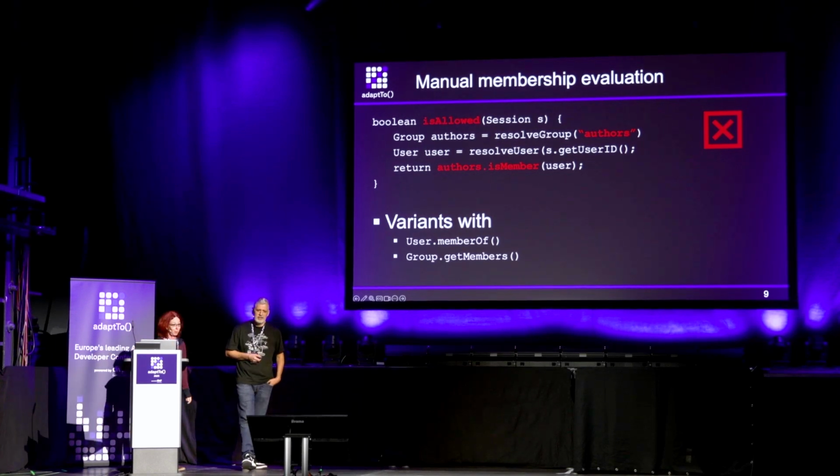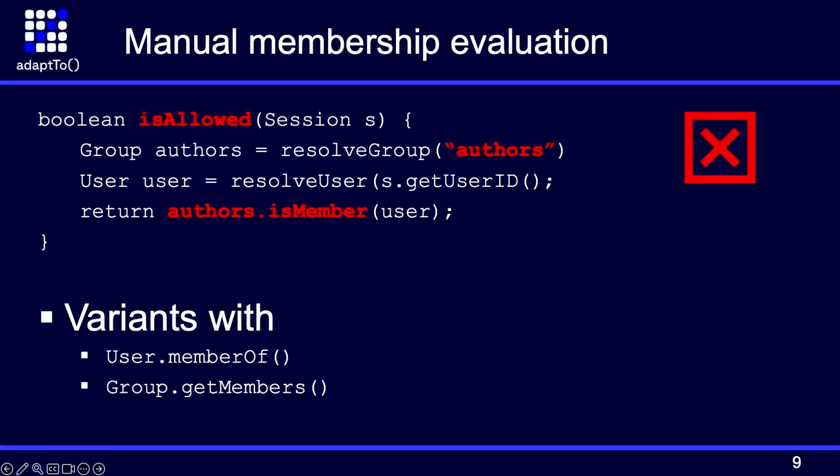Here we have a way to check if the user is allowed, a session is allowed or not, by resolving the groups or resolving the users. And then we add this to the authorized member. We have these variants like user member of group get members. You can see that this is valid, or this is working, but this is hijacking the authorization in multiple ways.